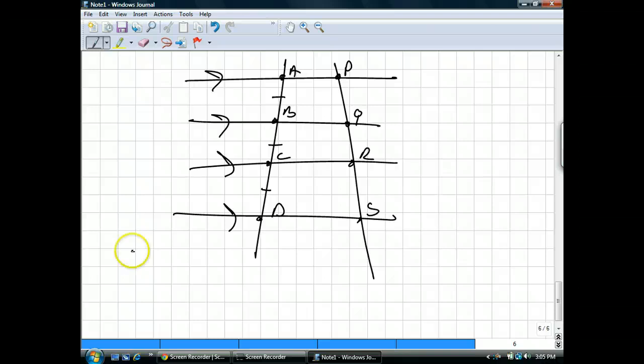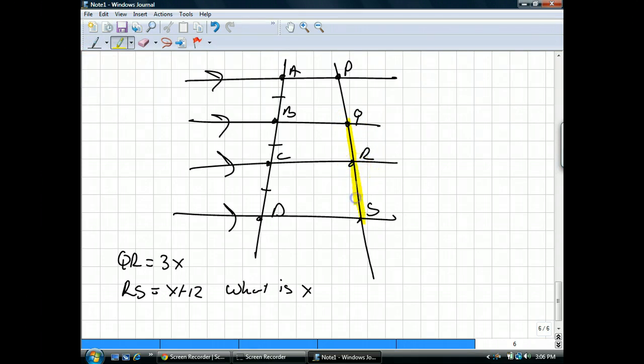Okay? So if QR equals 3x and RS equals x plus 12, what is x? Well, QR is this, and RS is this. And we know that if lines cut off congruent segments on one transversal, they cut off congruent segments on all transversals. So that means that the length of QR equals the length of RS. So therefore 3x has to equal x plus 12. So subtract x from both sides, we get 2x equals 12, so x equals 6. So in that case, x would equal 6.